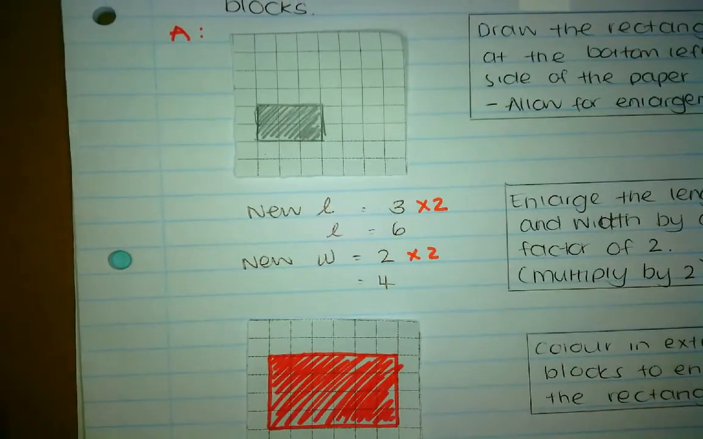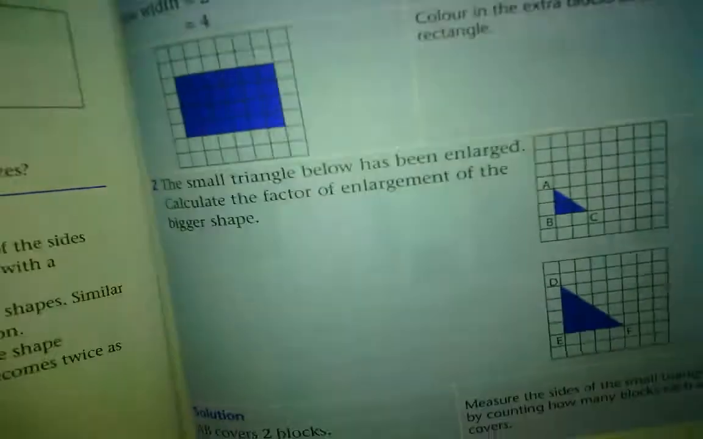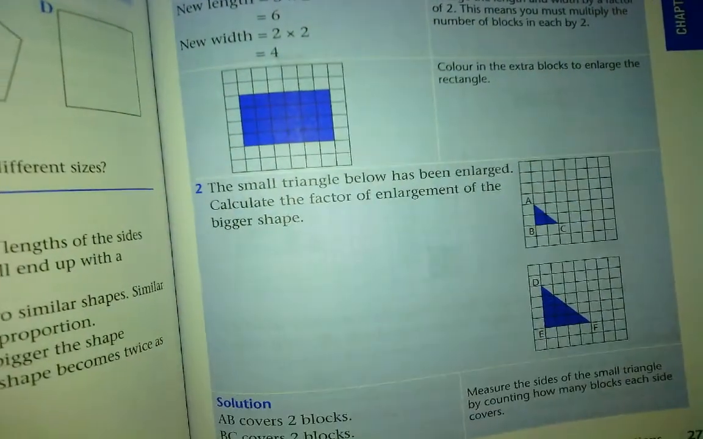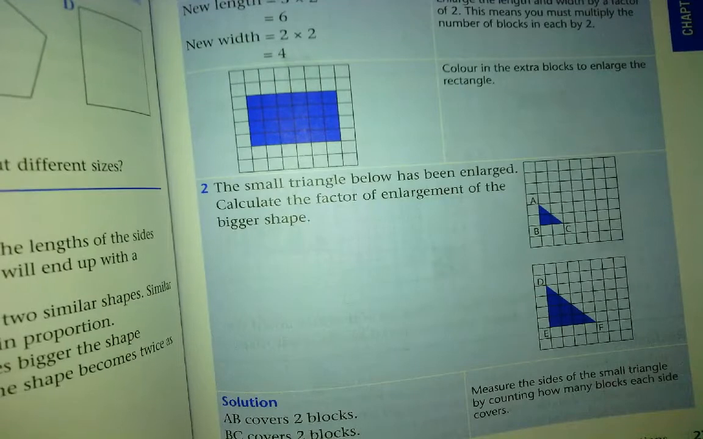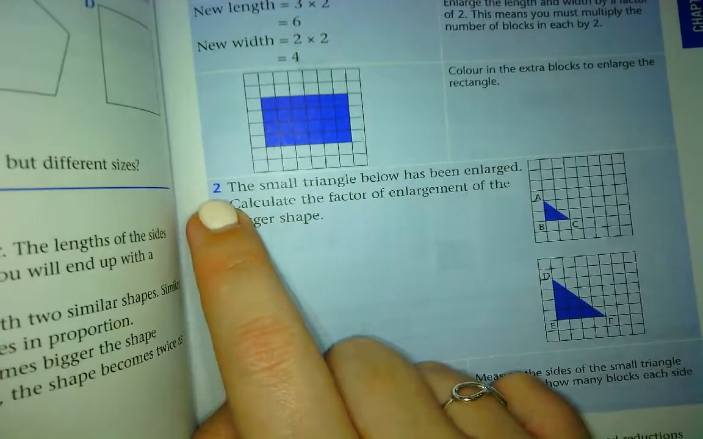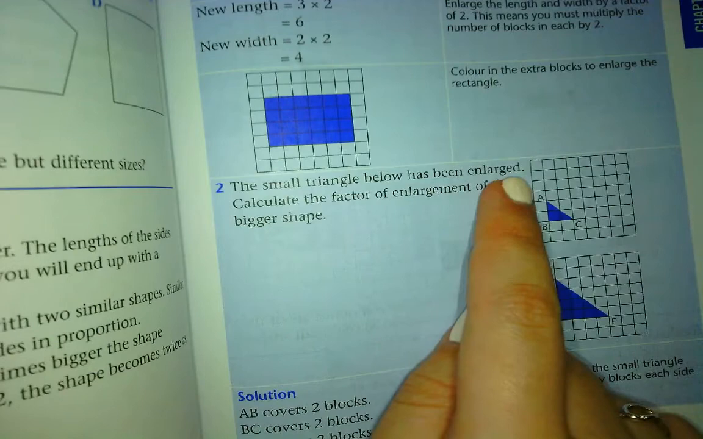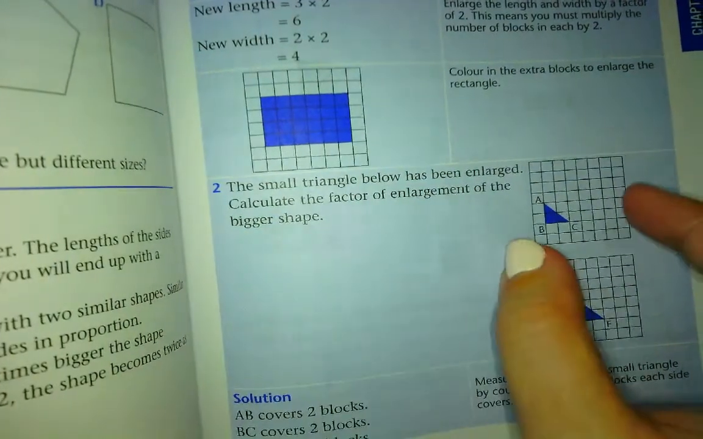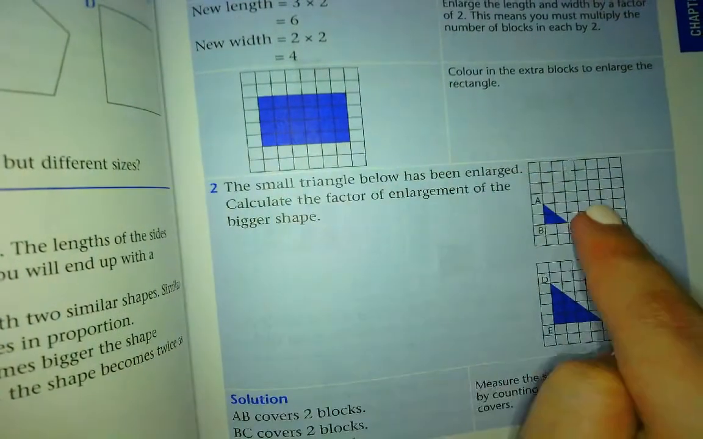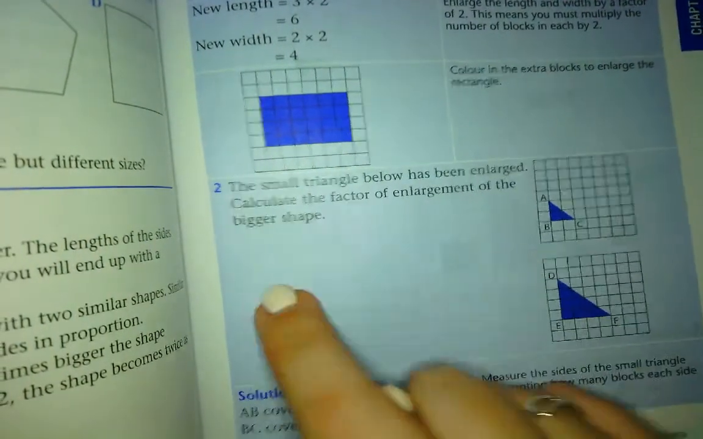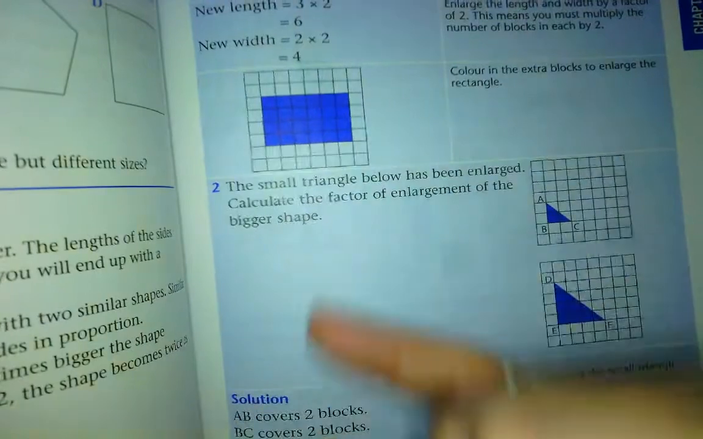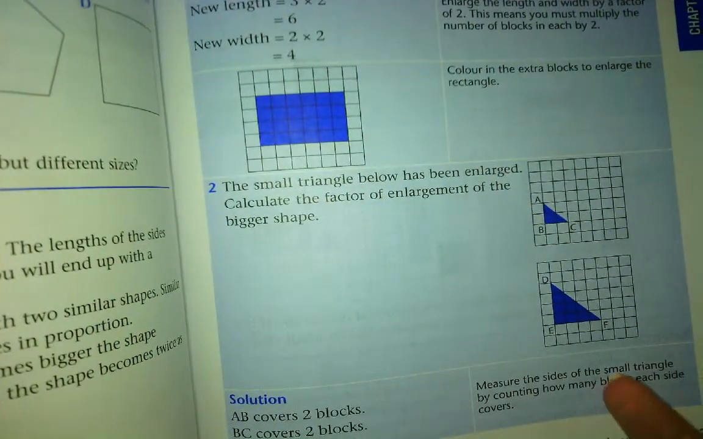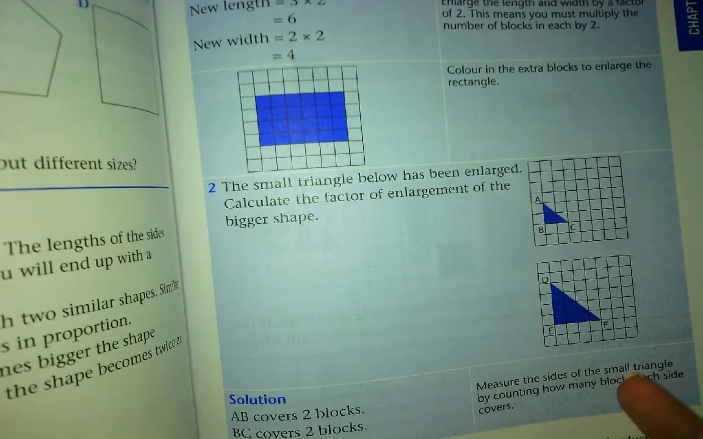277. So it is this one here. So it's going to look pretty much the same as what you've done already. So it is, the small triangle below has been enlarged. Calculate the factor of enlargement of the bigger shape. So now you're going to write the question. You're going to put the 2 next to each other or underneath each other, however you want to do it. Okay? And you need to figure out how much they have been enlarged by.